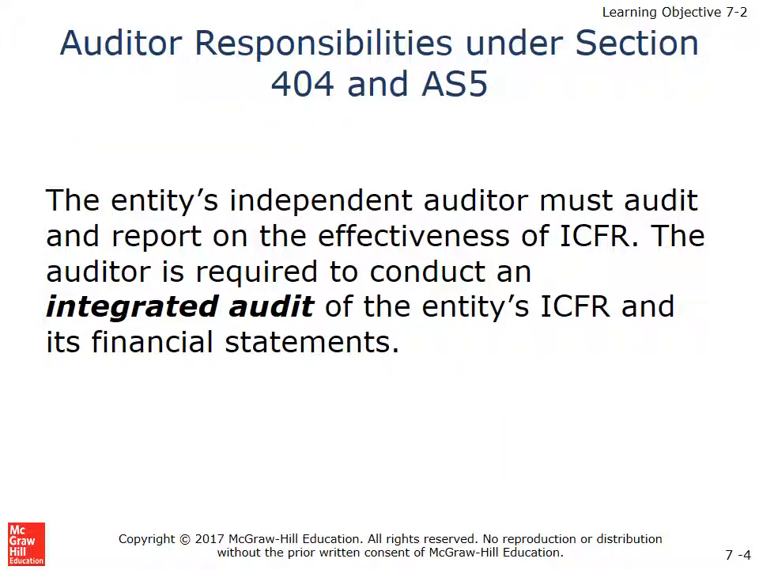Auditor's responsibilities. So what does the auditor have to do? It is the independent auditor who must audit and report on the effectiveness of the internal control on financial reporting. So they don't create it. They don't make sure everybody's doing their job. They report on the effectiveness of it. They audit it, right? And it's required to be conducted as part of an integrated audit. So the internal controls on financial reporting and the financial statements themselves is an integrated audit. Here we're focusing on how the auditor audits and assesses the internal controls for financial reporting.